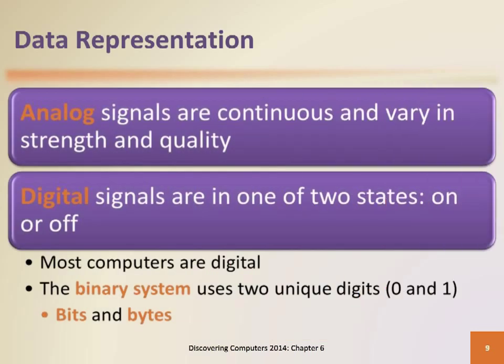Most computers are digital. They recognize only 2 discrete states, on and off. The computer uses a binary system because the binary system has just 2 unique digits, 0 and 1, called bits. A bit, short for binary digit, is the smallest unit of data the computer can process.